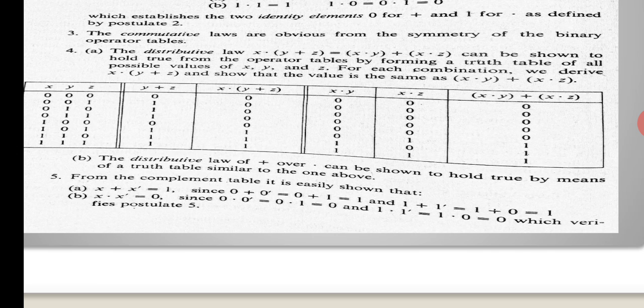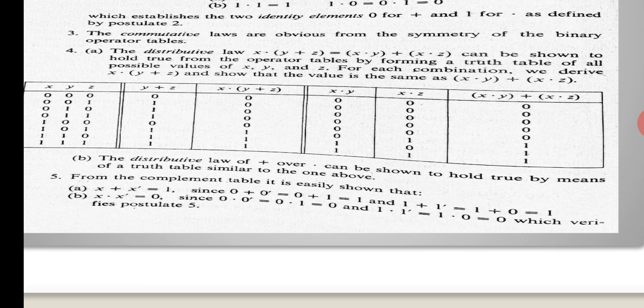In the second table, you can see x dot (y plus z). Again x can be 0, y can be 0, z can be 0, and ultimately you are going to get the value as 0. So you can replace the variables with the given input values. The fifth point is, before that, in the fourth B, you can see the distributive law of plus over dot can be shown to hold true by means of a truth table similar to the one above. These truth tables are required to visualize how exactly the input can be changed, or how exactly you can get the desired output when you deal with some of the problems.